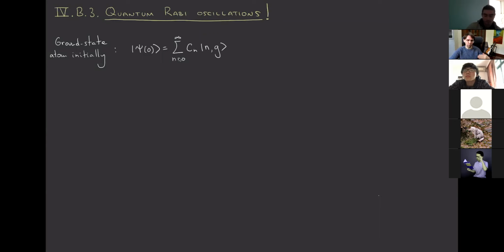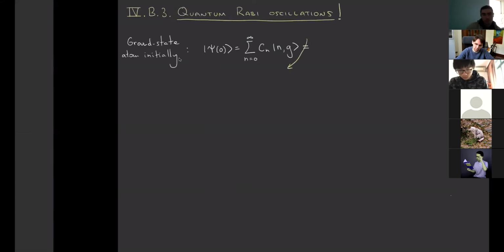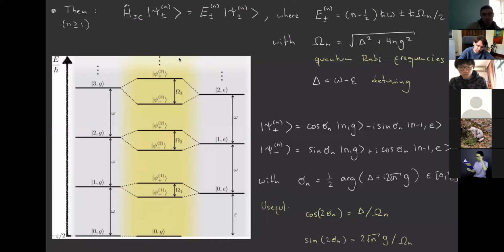Now, we want to see how this state evolves under the action of the Jaynes-Cummings Hamiltonian. And in order to do this, as many of you did naturally in the exercises, the best thing is to write down the initial state in the basis of the Hamiltonian. And this is very easy to do because we know the eigenstates of the Hamiltonian, so they are here. They are very simply connected.